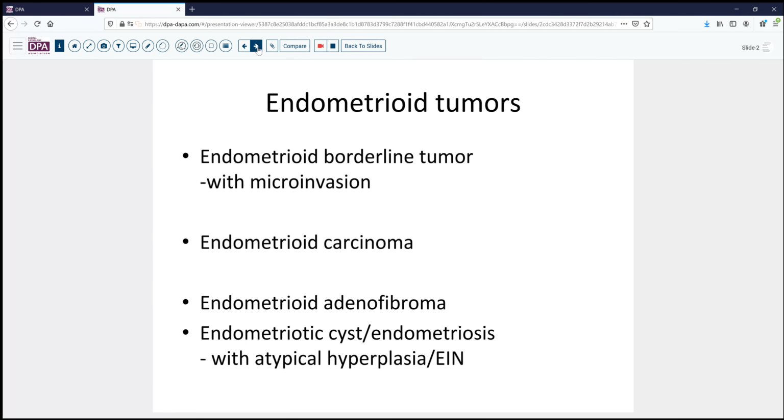So to begin with, endometrioid tumors have a couple of different categories. We have, of course, endometrioid adenofibromas that would be in the benign category, and of course endometriotic cysts or endometriosis, which can be the site for neoplastic transformations or pre-neoplasia. We also have these borderline tumors that may or may not have microinvasion. So these would be more adenofibroma type lesions with sort of an EIN type of appearance to the glandular component. And then finally, we do encounter frank endometrioid carcinomas.